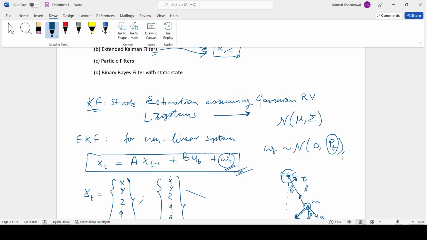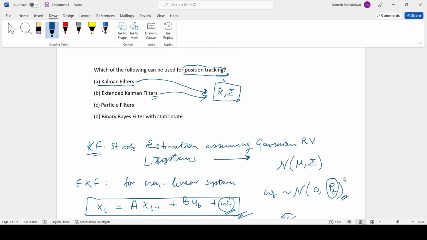You will learn linear algebra in much greater detail once you join college. But to understand robotics well, and to understand filters well, you should be comfortable with the notion of probability.